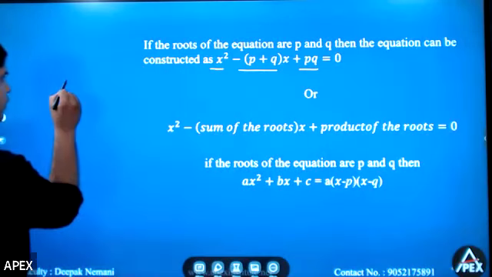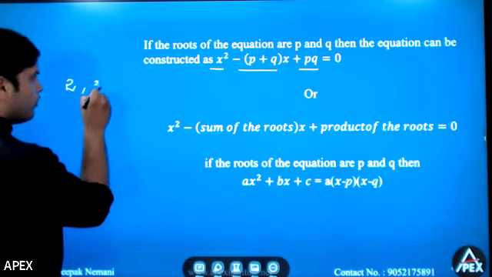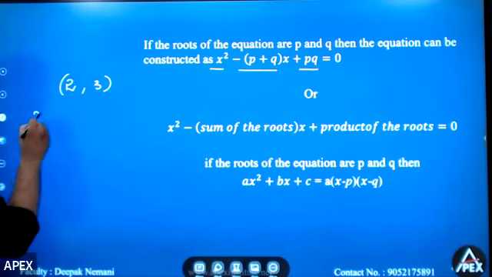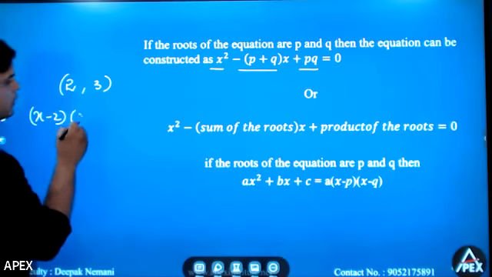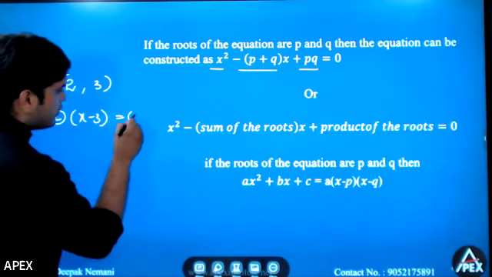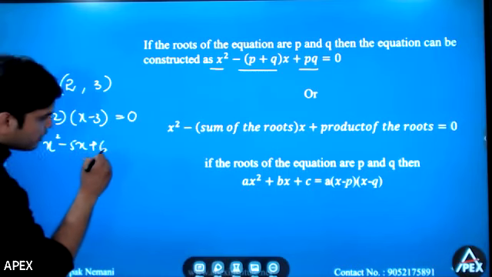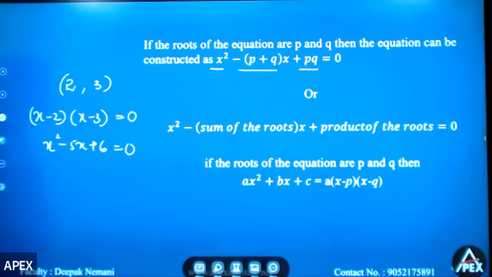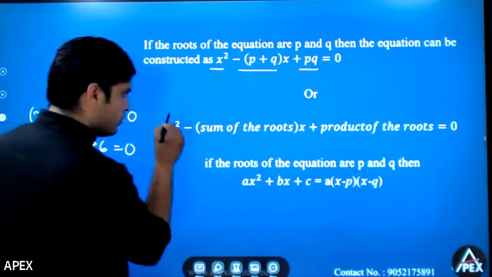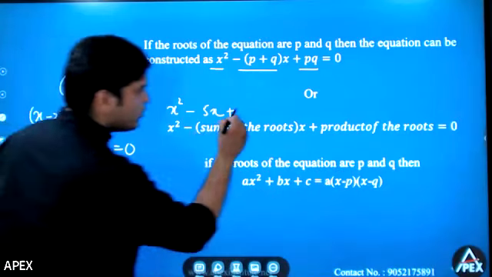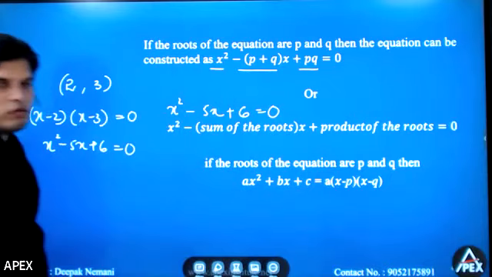So if you are given that the roots are 2 comma 3, one way of forming a quadratic equation will be (x minus 2) into (x minus 3) is equal to 0, which is nothing but x square minus 5x plus 6 is equal to 0. Now the other way is using x square minus sum of the roots, sum of 2 and 3, 5x, plus product of the roots, 2 into 3, 6, is equal to 0.